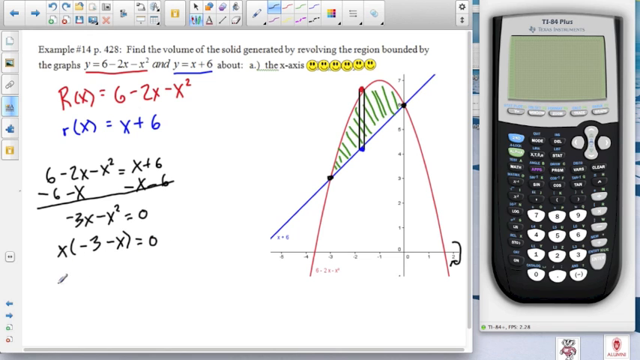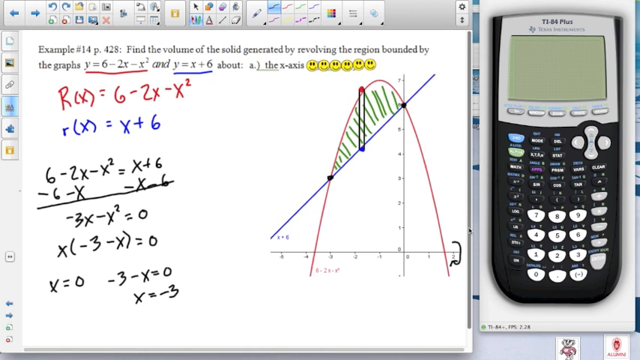And then I can set those two expressions equal to each other. So x equals 0, that's this point of intersection here. And when we solve this expression for 0, we get x equals negative 3, which is that location right there.